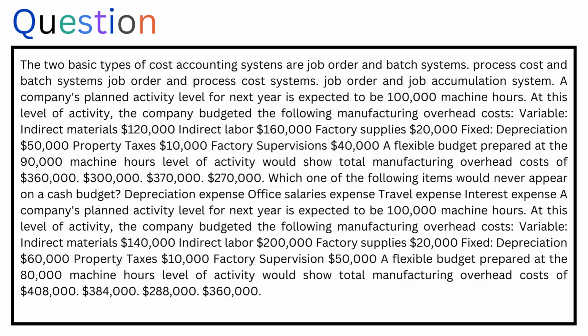The two basic types of cost accounting systems are: job order and batch systems, process cost and batch systems, job order and process cost systems, job order and job accumulation system.